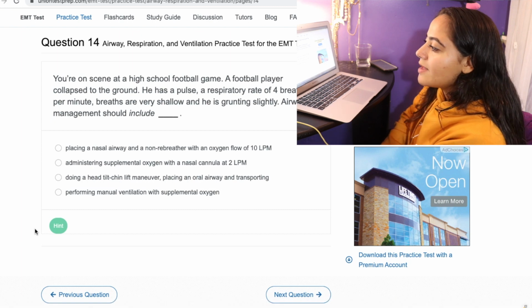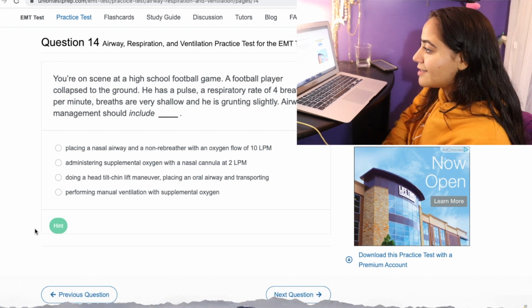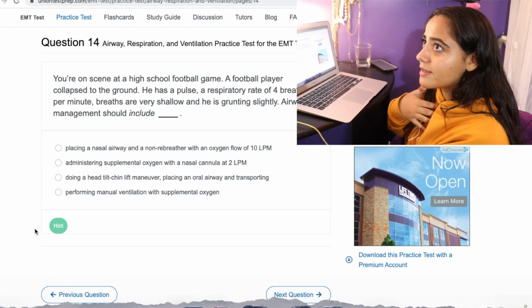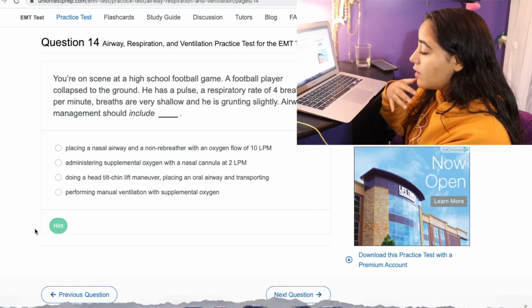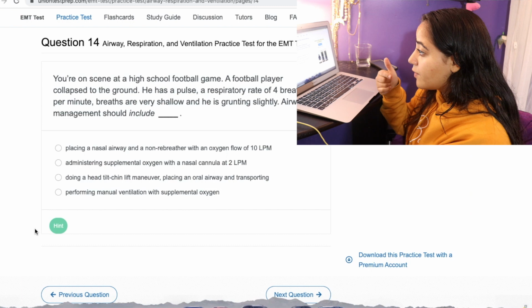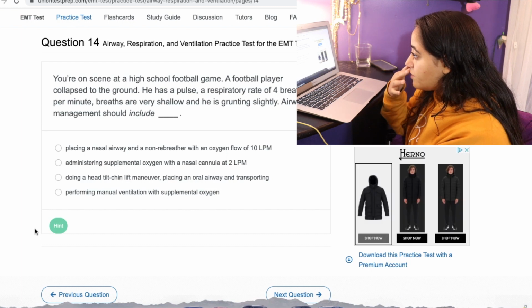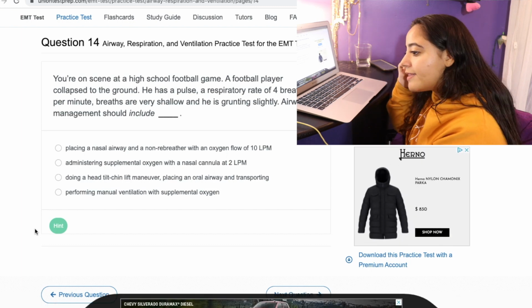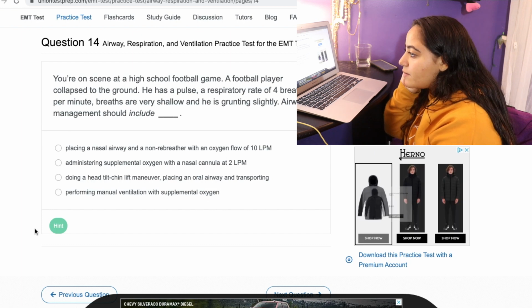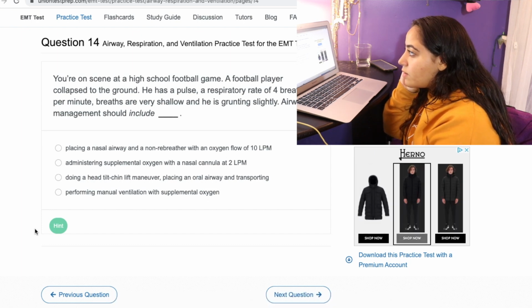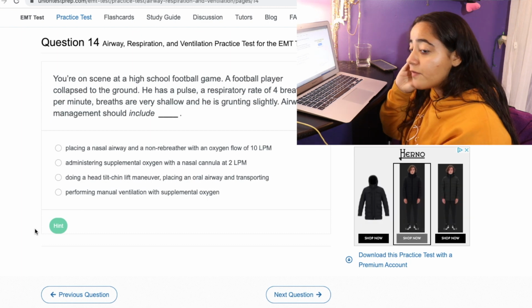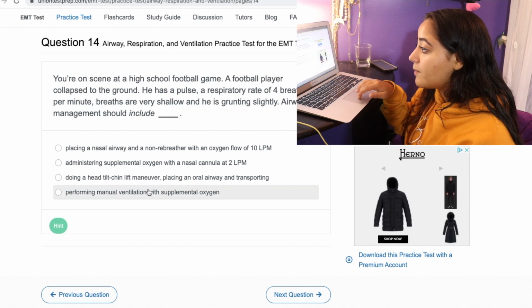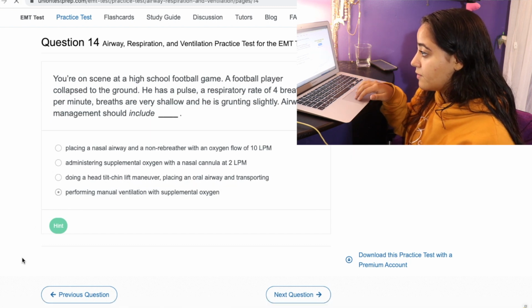I'm not gonna say doing the head tilt chin lift maneuver, only because he's grunting. That means he's gonna have a gag reflex, I think. So I don't think the oropharyngeal airway is gonna go. So I think for this, I would perform manual ventilation and supplemental oxygen, because his breathing rate is really low. So if you're breathing for him, it's probably gonna go higher. So I'm gonna go with this one. Yeah.